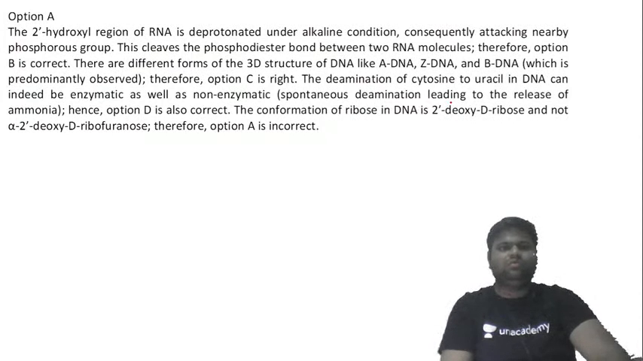So the 2 prime hydroxyl group of RNA is deprotonated under alkaline conditions, consequently attacking the nearby phosphorus group. This cleaves the phosphodiester bond between two RNA molecules. Therefore, option B is correct. There are different forms of 3D structure of DNA like A DNA, B DNA, and Z DNA. Therefore, option C is right. Deamination of cytosine to uracil in a DNA can indeed be enzymatic as well as non-enzymatic. Hence, option D is also correct.